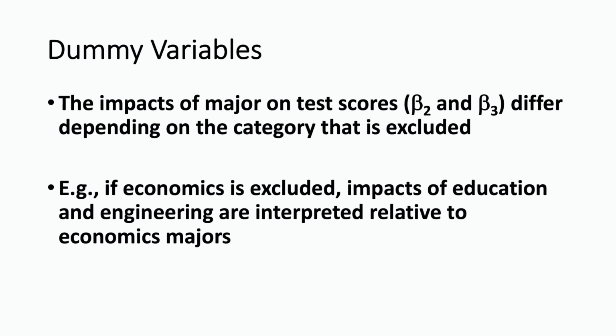Where your choice of which dummy variable to exclude does matter is when you're interpreting the coefficients beta subscript 2 and beta subscript 3. In other words, the impacts of your major on your test scores differ depending on the category that's excluded. So let's say you excluded the dummy variable for economics majors from the regression model. That would mean that the impacts of the dummy variables for education and engineering majors would be interpreted relative to the economics majors, which is your excluded category. But you could have just as easily excluded one of the other two college major dummy variables. So let's say you'd excluded the dummy variable for engineering majors, then you'd interpret the results for the economics and education dummy variables relative to engineering majors.